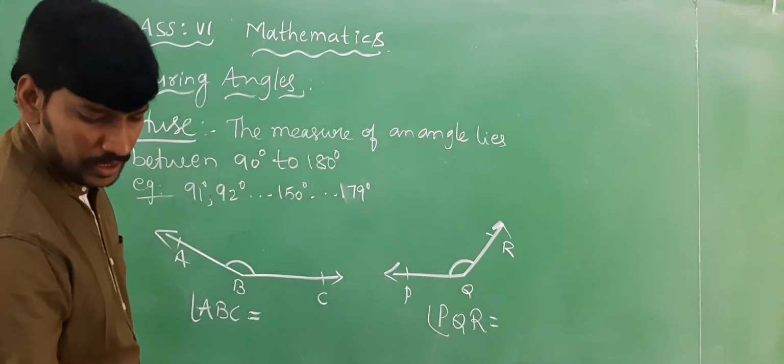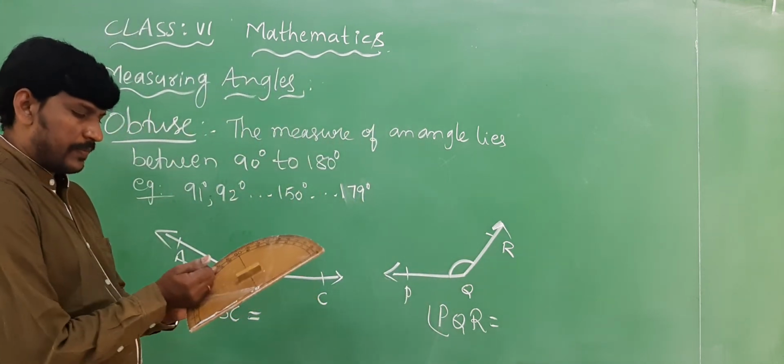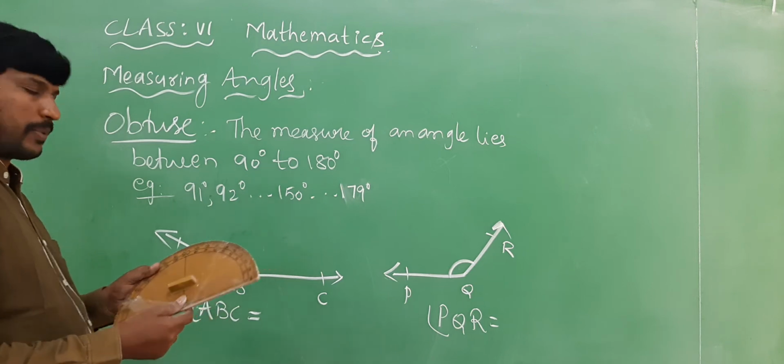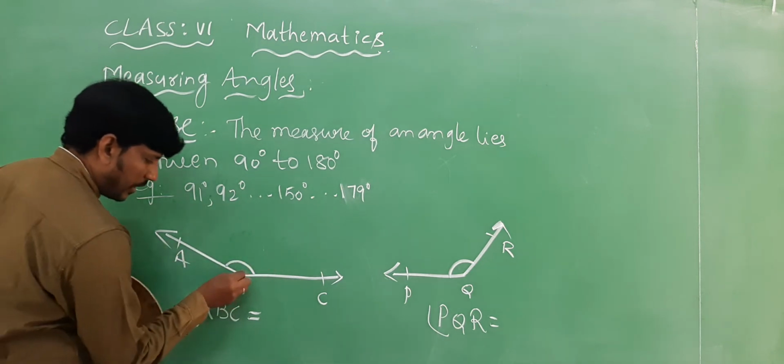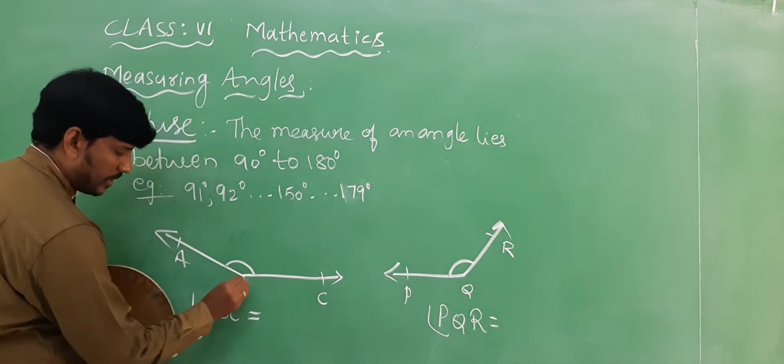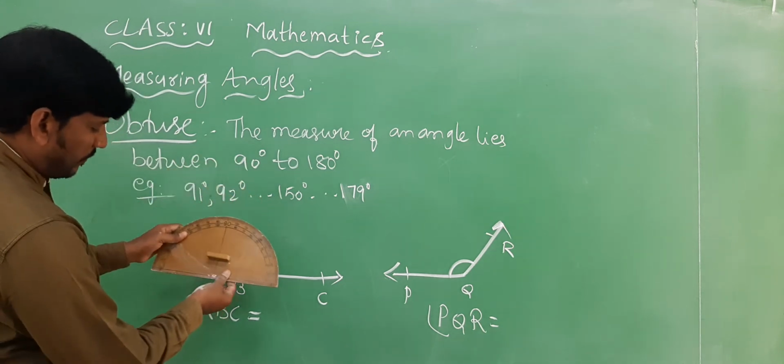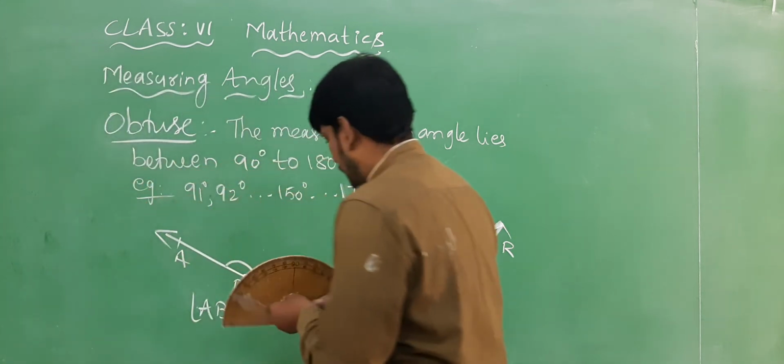Clear, children? Same process we are going to apply. This is the horizontal line, this is the vertex, this point will coincide with B. Right? Now children, look in here.